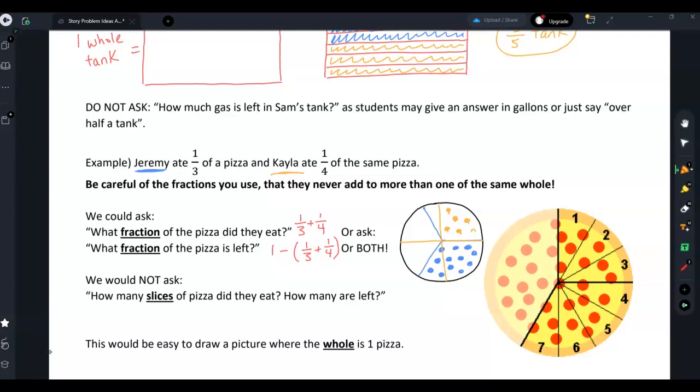So then from here we could answer both of these questions if we want. So we could try and find what fraction of pizza did they eat, right? Meaning what did they eat together? And then we could also go ahead and find what fraction is left. And you could ask both questions. You just expect 2 separate answers.